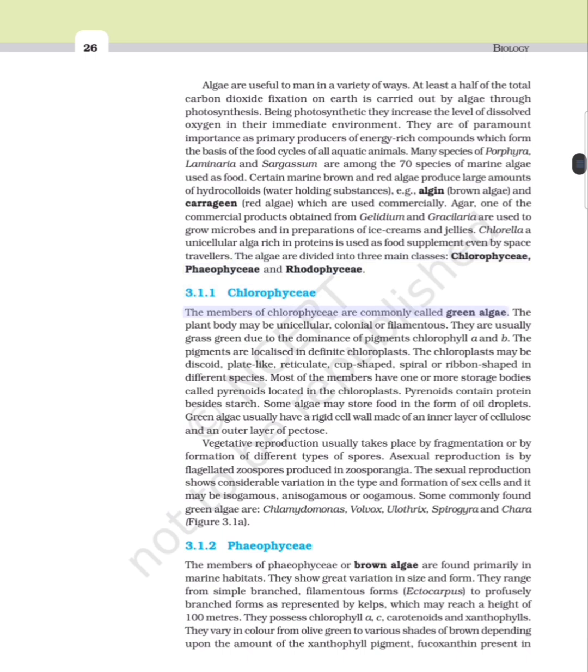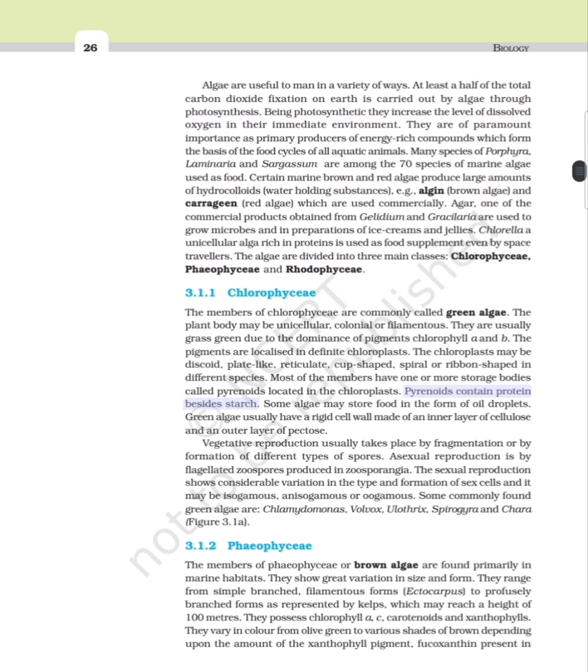3.1.1 Chlorophyceae. The members of Chlorophyceae are commonly called green algae. The plant body may be unicellular, colonial or filamentous. They are usually grass-green due to the dominance of pigments chlorophyll a and b. The pigments are localized in definite chloroplasts. The chloroplasts may be discoid, plate-like, reticulate, cup-shaped, spiral or ribbon-shaped in different species. Most of the members have one or more storage bodies called pyrenoids located in the chloroplasts.